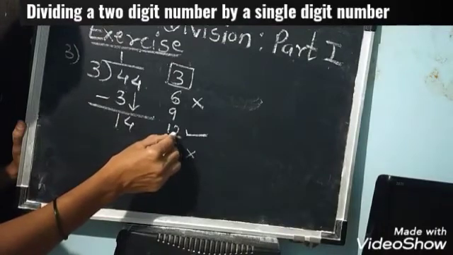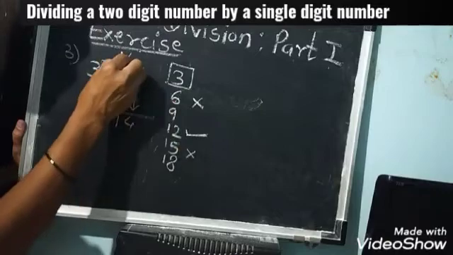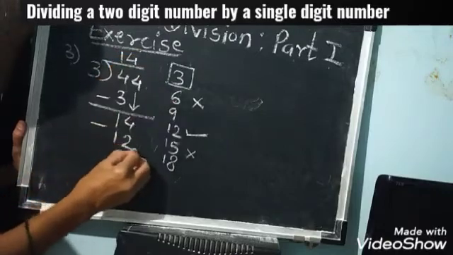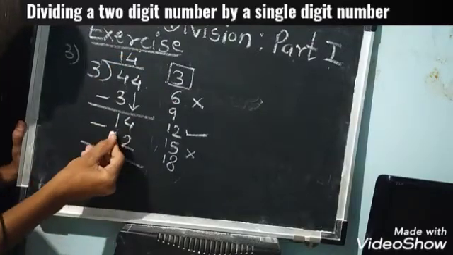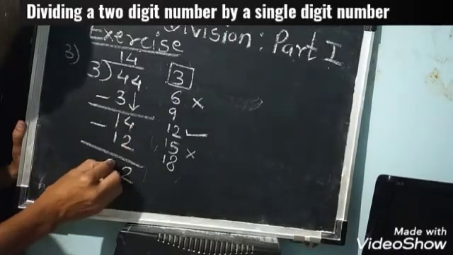But where? At which place? 3 1s are 3, 3 2s are 6, 3 3s are 9, 3 4s are 12. 3 4s are 12. Now do subtraction here. 4 minus 2, 2. 1 minus 1, 0.